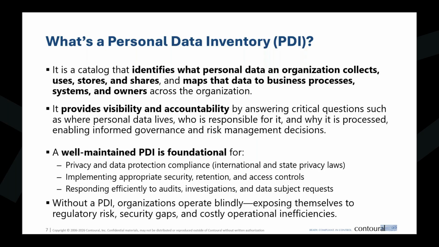Knowing what you have and where it is going to help you be better at privacy, security, information governance. If you don't have those things, your organization is going to be operating absolutely blindly because you don't know what you have, you don't know where it is. It's like trying to walk around a dark room that you've never been in. There's going to be regulatory risk, you're going to have security gaps, you're going to have operational inefficiencies. It's just going to be a giant mess.